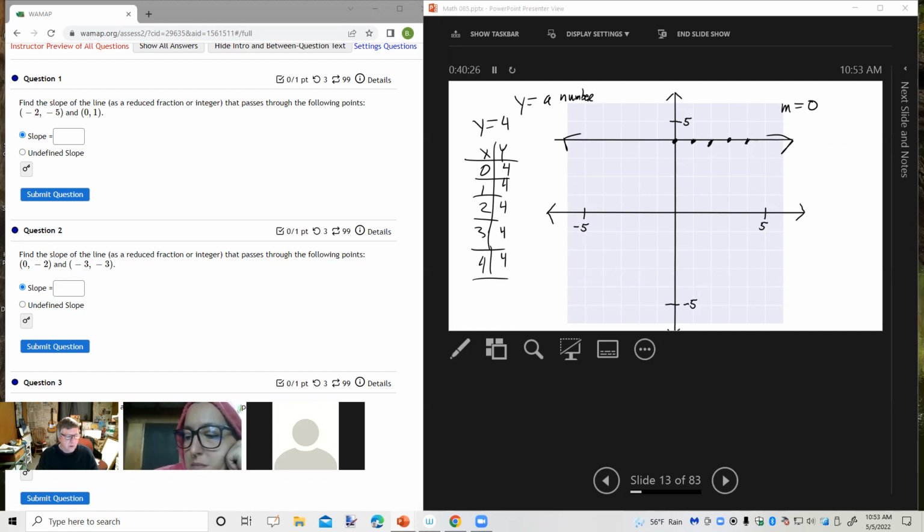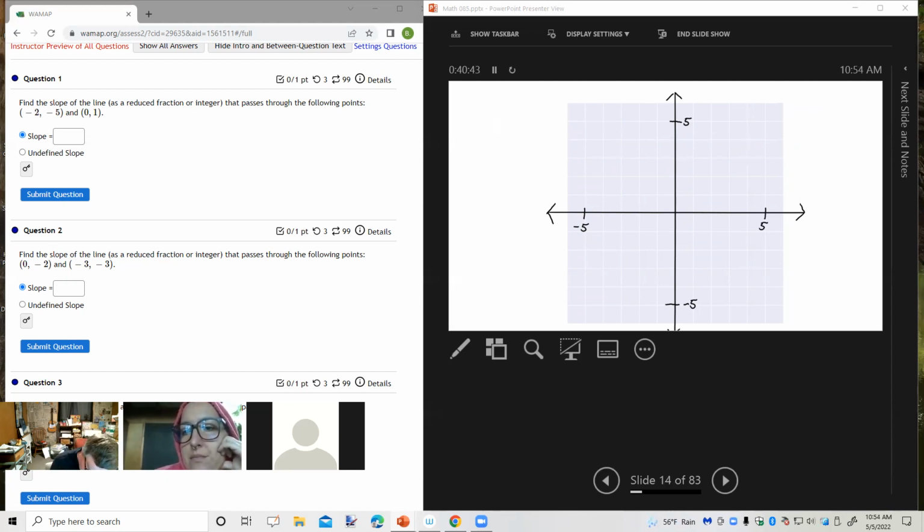Okay, so an equation in the form y equals a number, the graph would be a horizontal line because you've got a line where all the y values are the same, and the slope of that line would be 0.